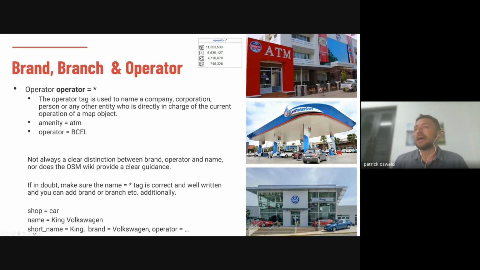If in doubt, the most important thing is to make sure you tag the name correctly. In this case we have a Volkswagen outlet, a car sales shop called King. Shop is car. If you call it King Volkswagen, I think you're fine. You can have a short name King, you can have brand Volkswagen, you can have an operator or something. Make sure the name is correct.